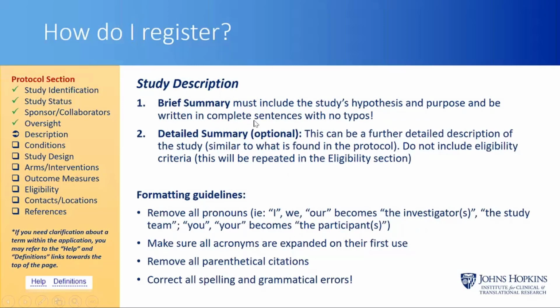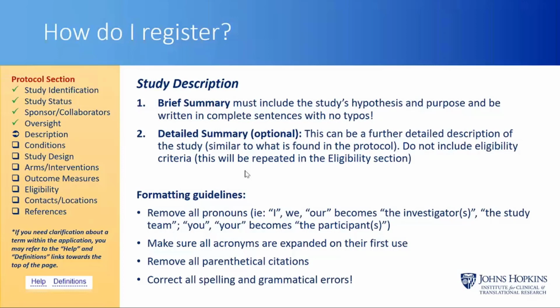So the brief summary is basically a few sentences, a short paragraph on what the study is all about, hypothesis and purpose. The detailed summary is like what's written in the protocol. A lot of times you can just copy and paste it from the protocol. It's not a required field, so you don't have to have something there, but if you prefer, then you can put it in there. When you do put it in, though, please make sure to remove all parenthetical citations. So all those ones and all the references in the brackets, you can take those out.